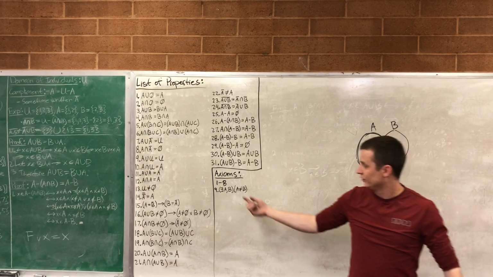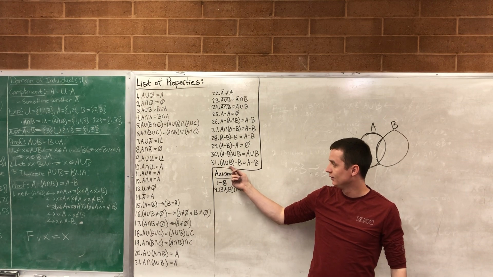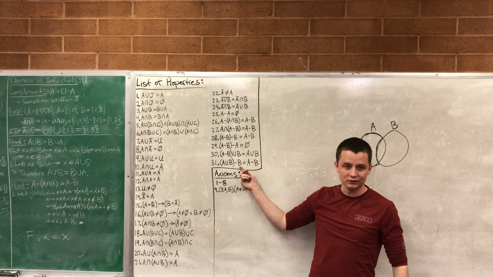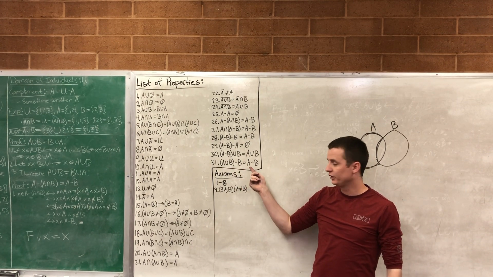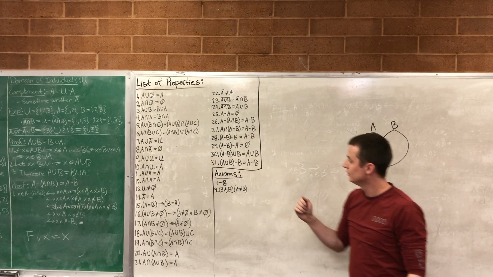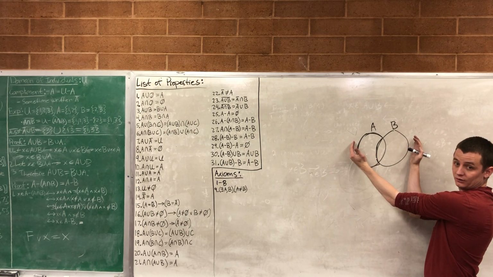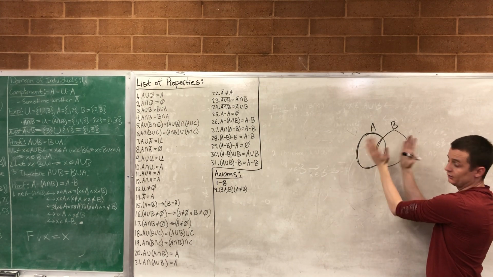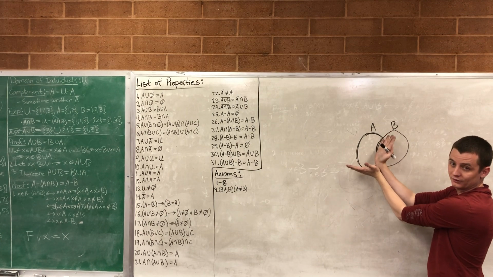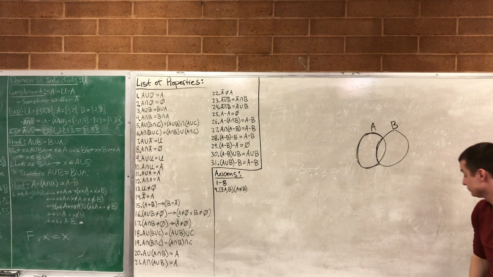Alright, so now this one. Take everything in A or B, and then get rid of everything in B. What are you left with? You're left with everything in A that's not in B. So we have everything in A or B. Now get rid of everything in B. You're left with the stuff over here. A minus B. So we found 4 ways to write A minus B.